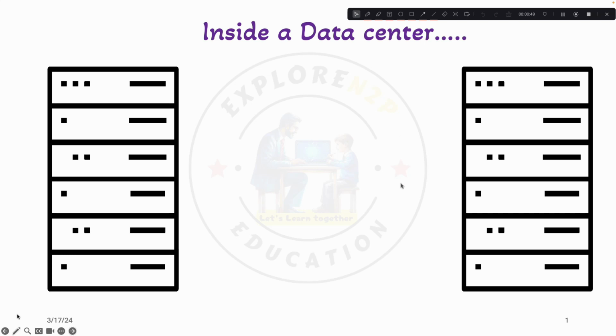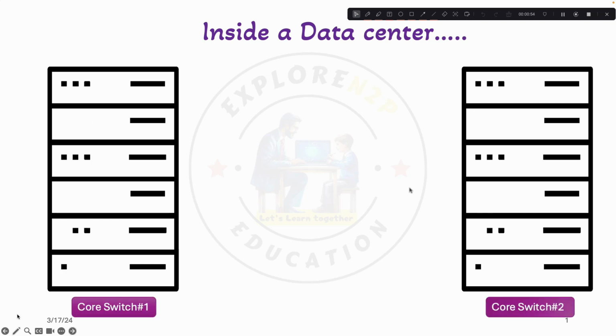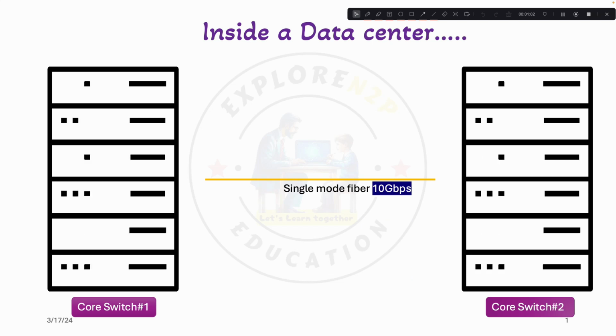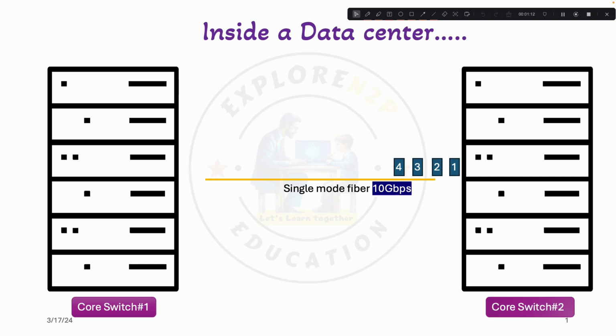Okay, consider a data center. For example, this is core switch one, and the second one is core switch two. Both switches are connected through a single mode fiber, which has a bandwidth of 10 Gbps. Let's see how data is sent across this single mode fiber. Data is transported from core switch one, segmented into four pieces, and sent in sequence one after the other. Core switch two receives them in the same sequence, then processes it and retrieves the data from the packets. So this is what happens in serial communications.